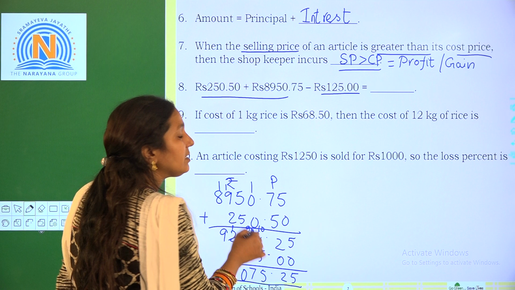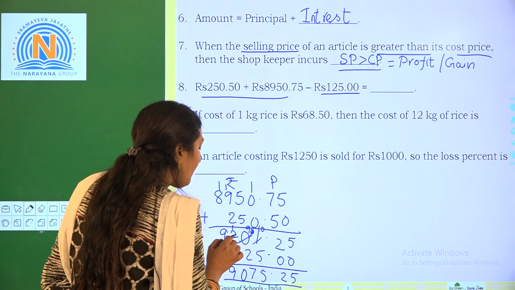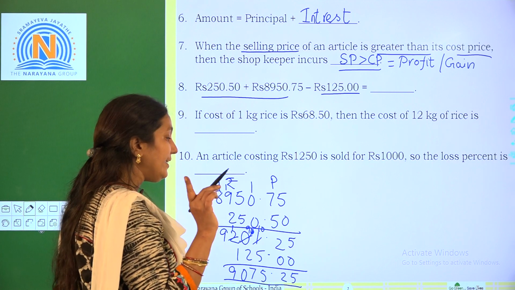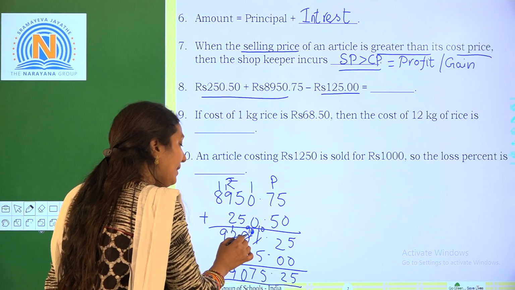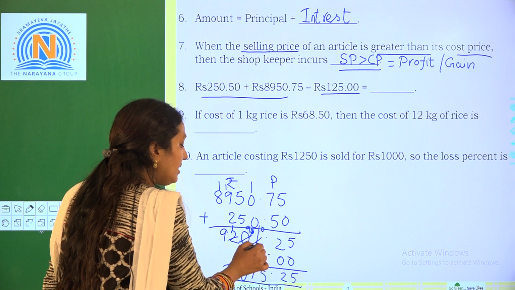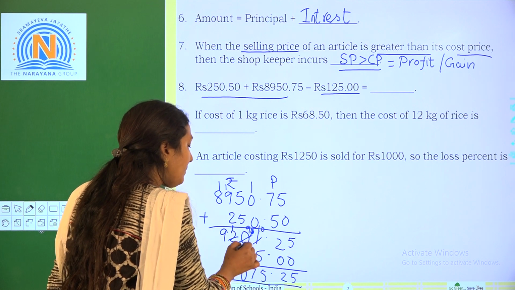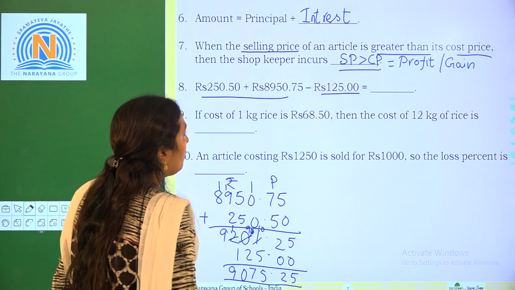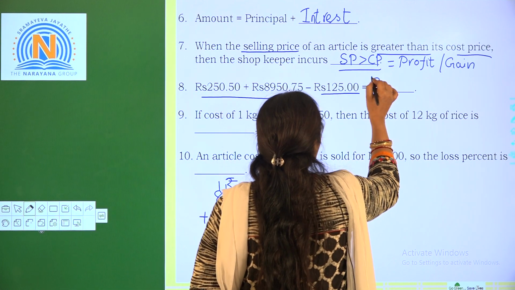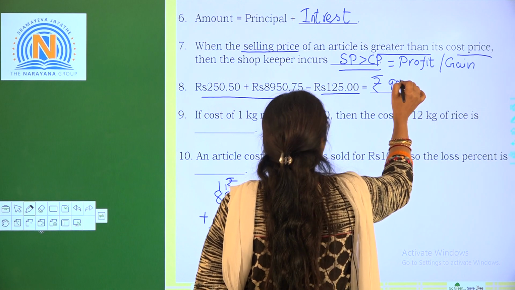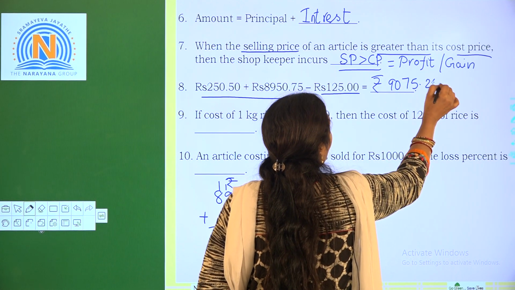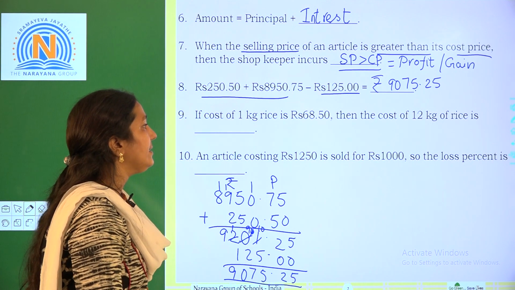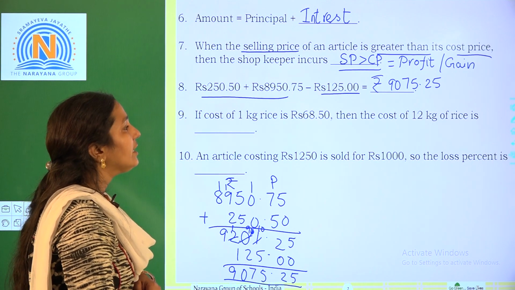So 1 minus 5, we cannot, so regroup. From the hundreds column we are taking 100, but we require only 110 here, remaining 9 tens. So 10 minus 5 is 5, 9 minus 2 is 7, 1 minus 1 is 0, 9. So what is the amount left, children? 9,075 rupees 25 paise.